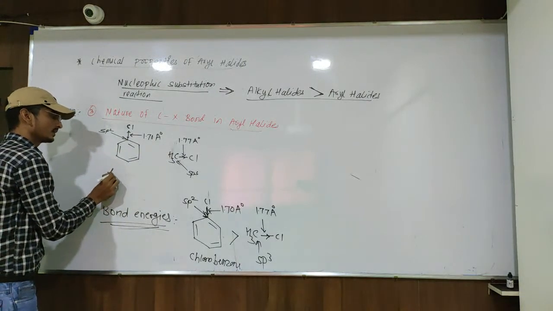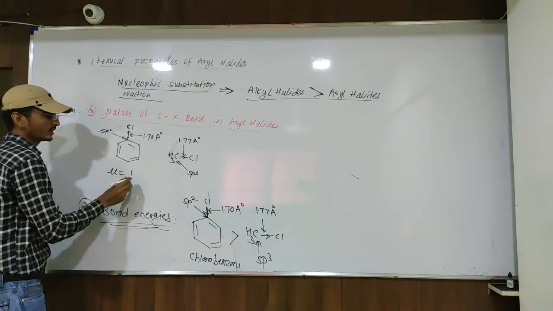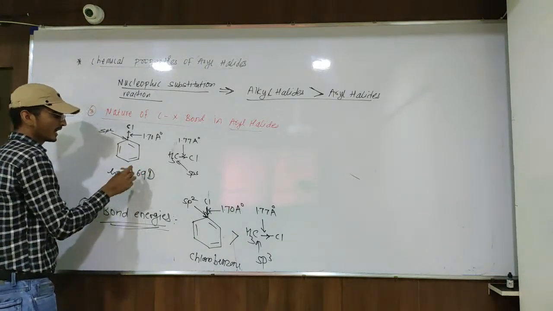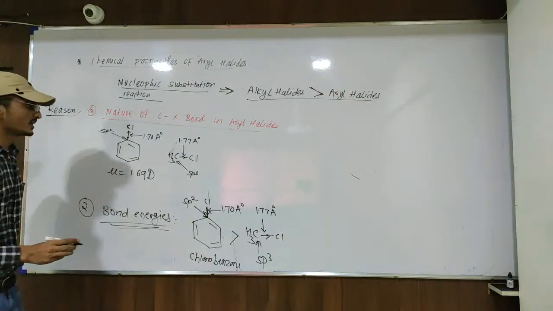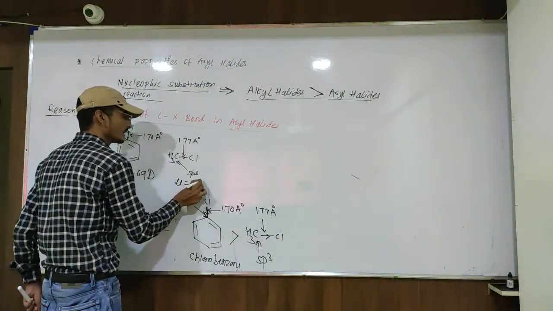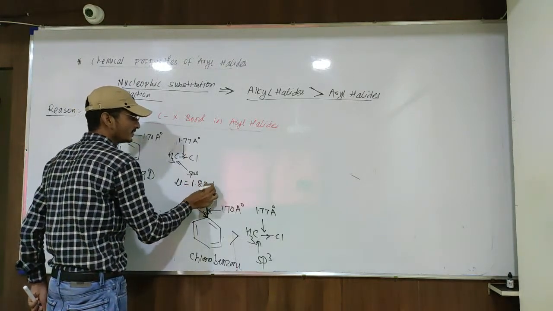So that's why the dipole moment of this molecule is 1.69 D. But in the case of methyl chloride, which we already saw, the dipole moment is 1.83 D.